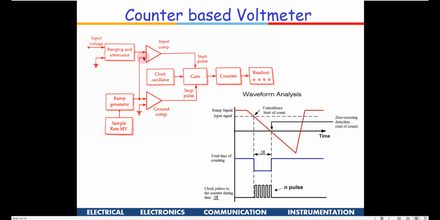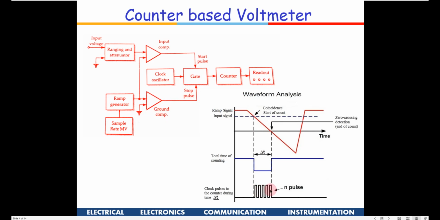So it is comparing these two signals out here. Slowly the ramp signal will come low, and the moment it crosses the input signal, when the input signal becomes equal to the ramp voltage, a start pulse will be given to the gate. Now from the clock, the signal is given to the counter, and the counter starts counting up. The ramp signal is also given to one more amplifier where you have grounded it out here. So when the ramp signal comes to 0, a stop pulse will be given here. So this will stop counting.